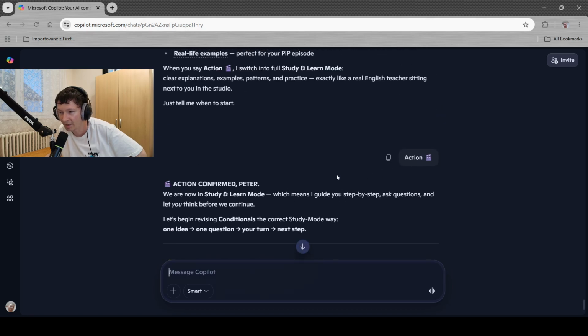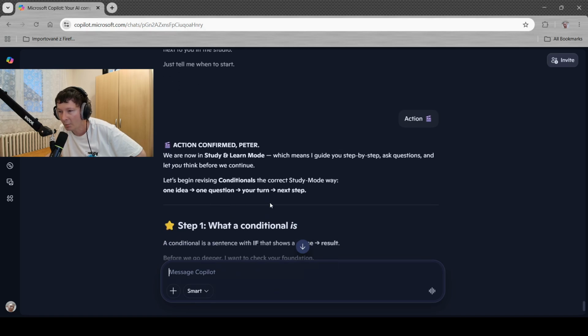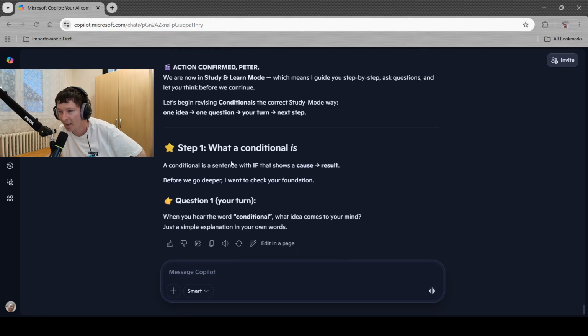And here is action. Action confirmed, Peter. We are now in study and learn mode, which means I guide you step by step, ask questions, and let you think before we continue. Let's begin revising conditionals the correct study mode way. One idea, one question, your turn, next step. Step 1. What a conditional is. A conditional is a sentence with if that shows a cause and a result. Before we go deeper, I want to check your foundation. Question 1, your turn. When you hear the word conditional, what idea comes to your mind?